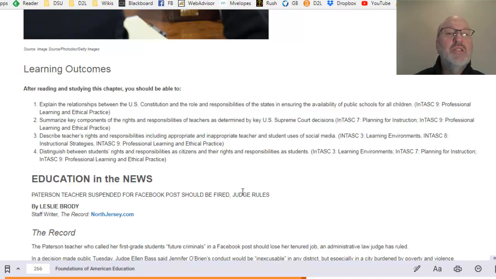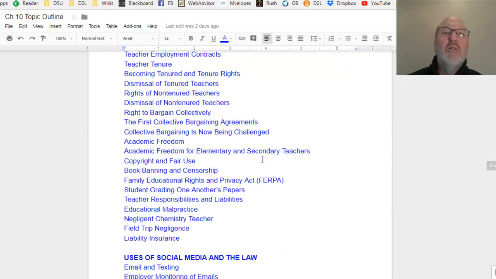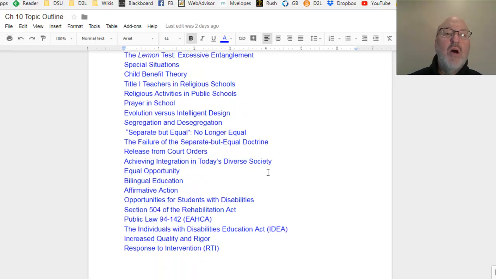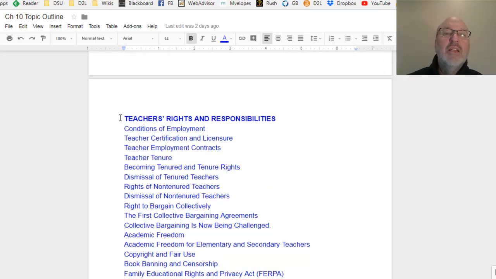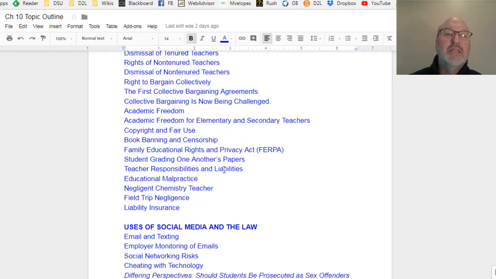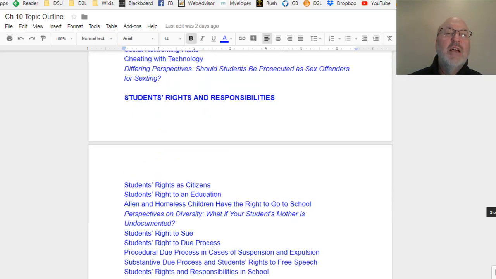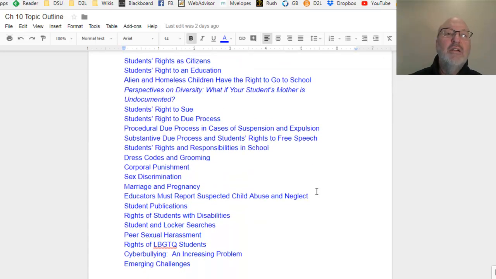And four, distinguish between students' rights and responsibilities as citizens and responsibilities as students. So pretty short and sweet there, but this is what you're going to want to know. This is what's involved. First, just legal aspects, and they do a pretty nice job of walking you through that. And then this is you, teachers' rights and responsibilities. And then here's the thing on social media, they hit it really fast, but this is, you'll carry more of this, students' rights in your care.